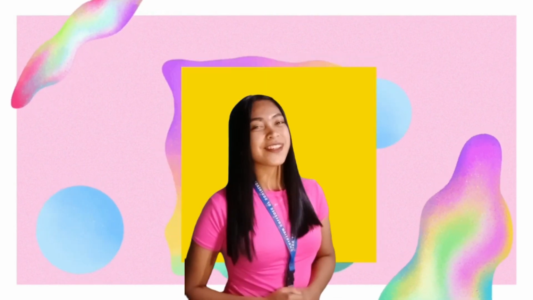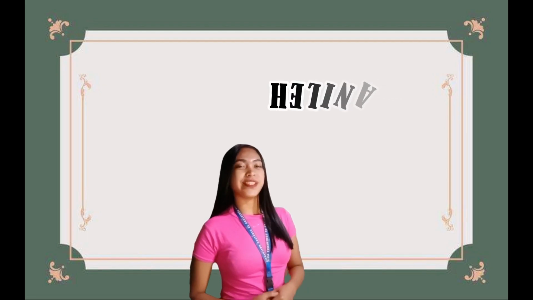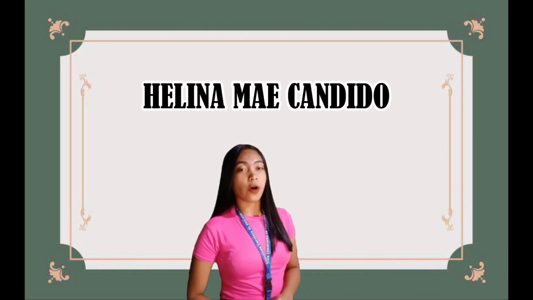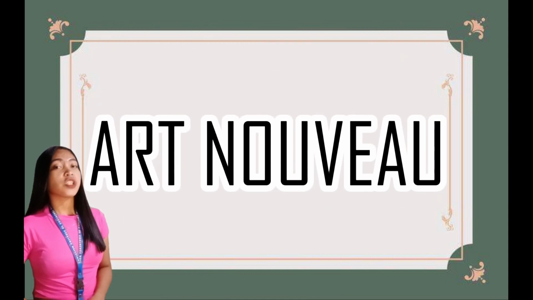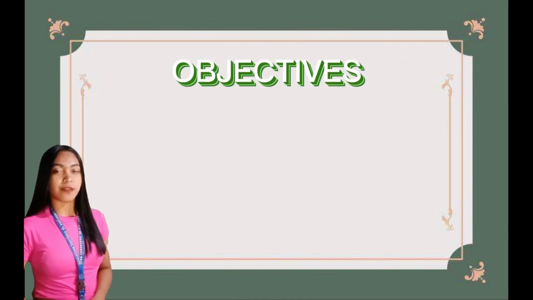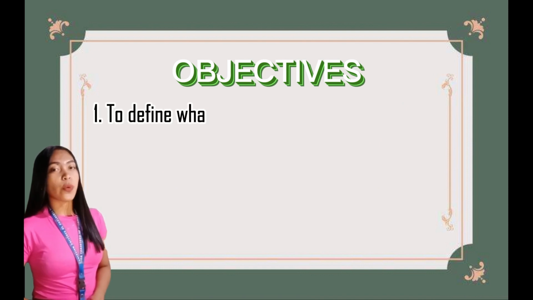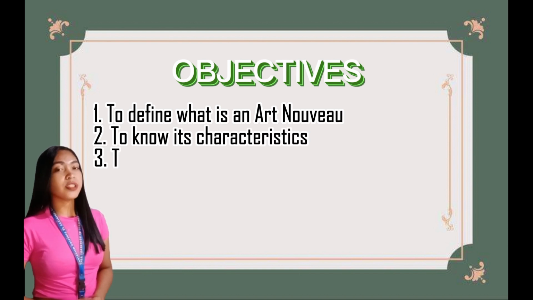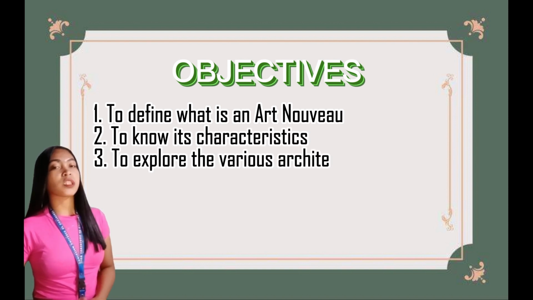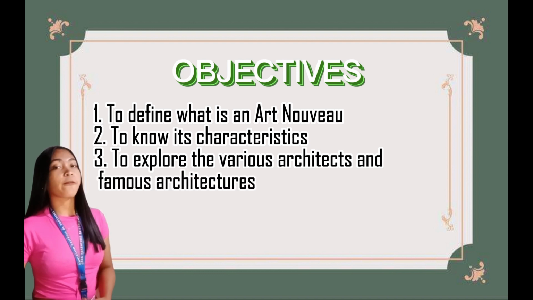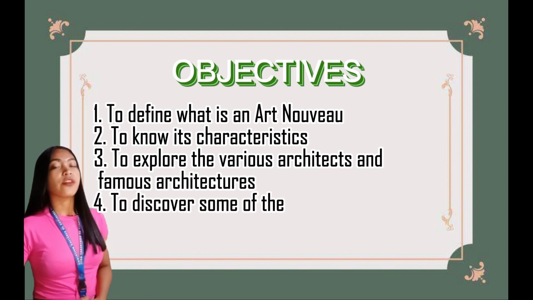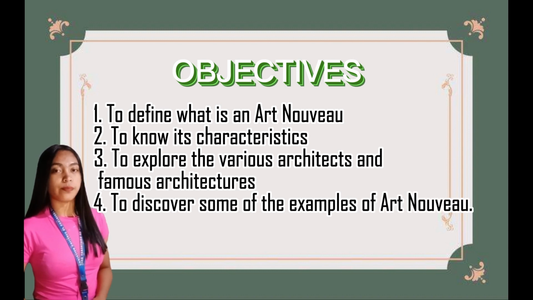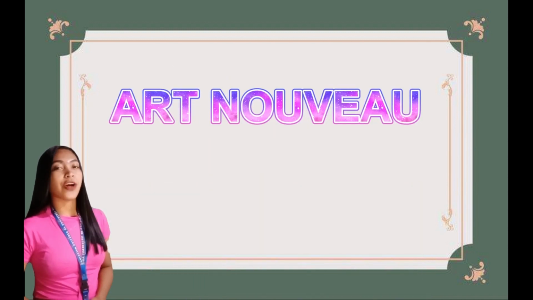So, let us start. Once again, a very good day everyone. I am Helena May Candido, your first reporter, and I am to discuss the first topic assigned to us, which is Art Nouveau. To begin with, let us know the objectives for this topic. First, we have to define what Art Nouveau is. Second is to know the characteristics of this art style, to explore the various architects and their famous architectures, and lastly, the other examples of Art Nouveau. Let us explore Art Nouveau.